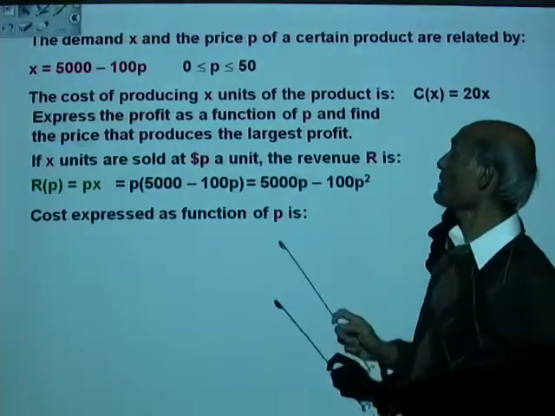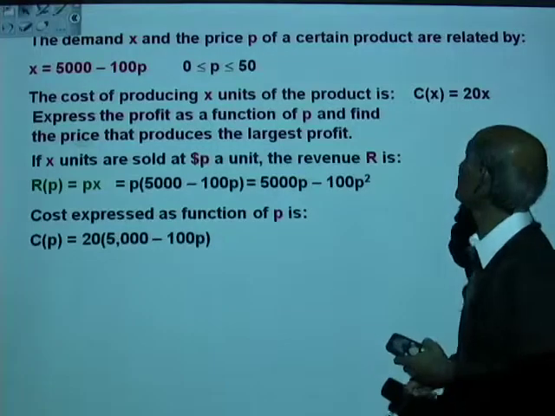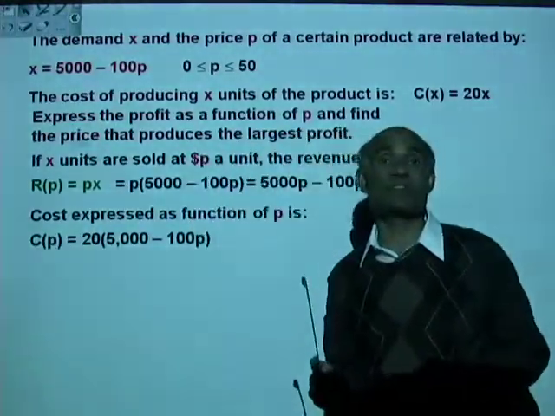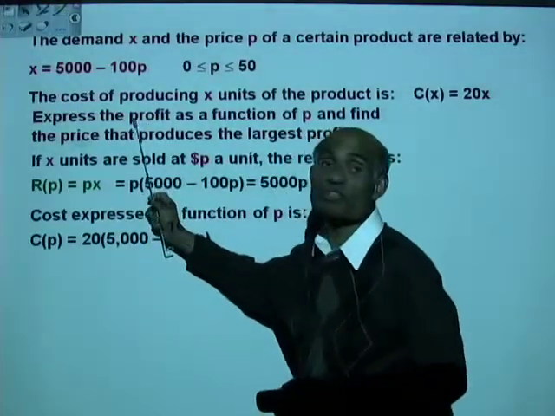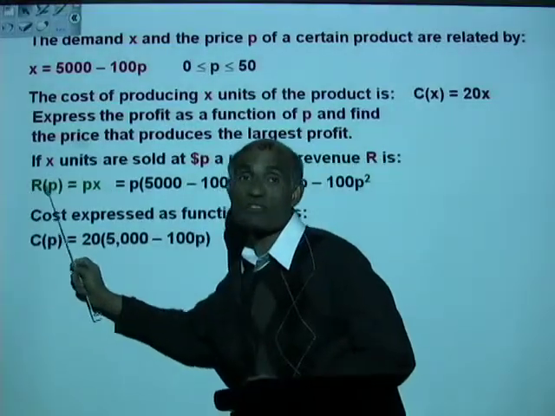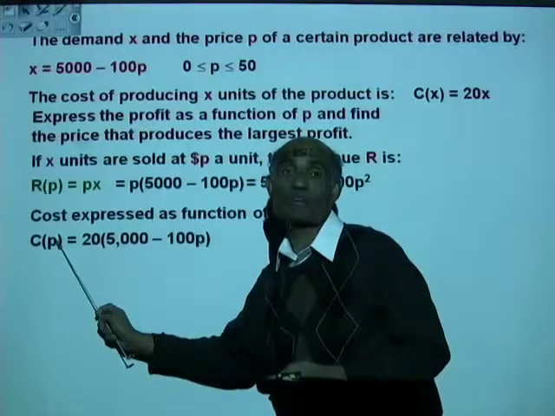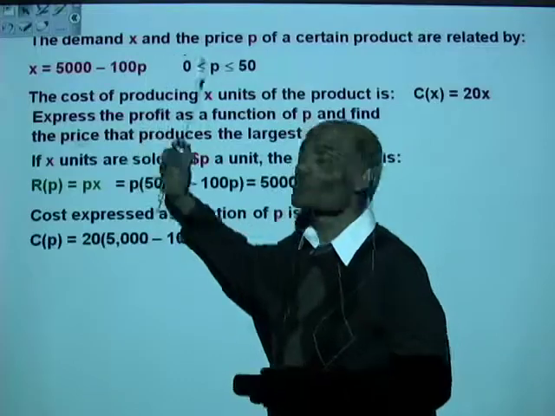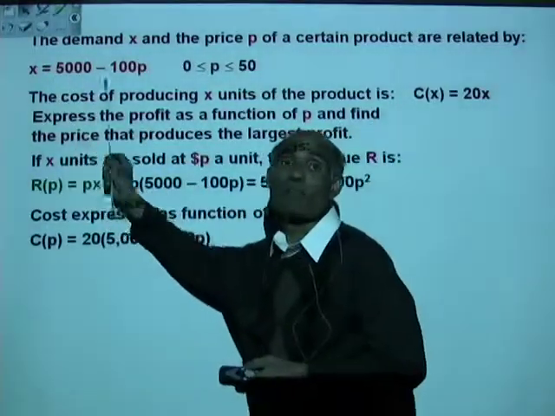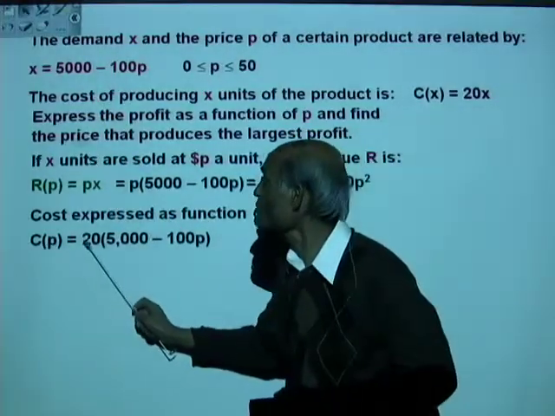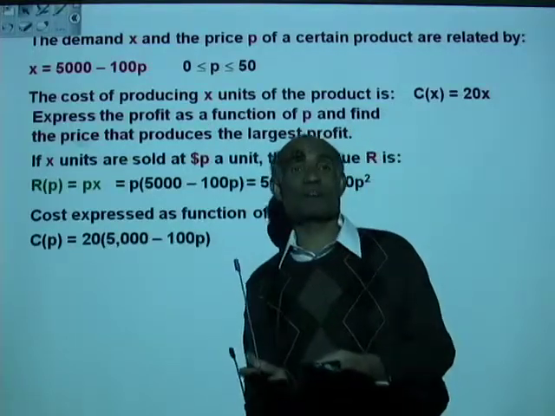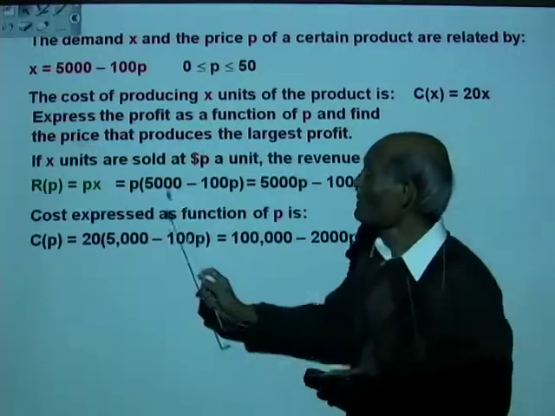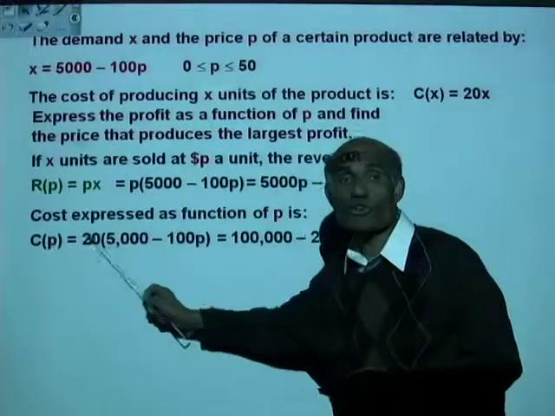And therefore, we know the cost function. Cost function is C of x equal to 20x, and we know that x equal to this, so let's express the cost also as a function of p. Since we need the profit function in terms of p, we have revenue as a function of p, and we also need cost as a function of p. Cost is given as a function of x, but x is given to us as a function of p. So what we need to do is, this x is replaced by its value as a function of p here. Cost is 20x, and in place of x we write 5000 minus 100p, and that is 100,000 minus 2000p.